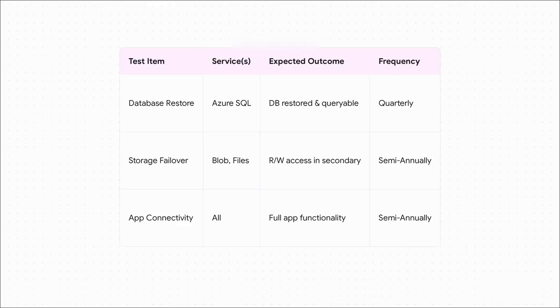So how do you turn this into a repeatable, actionable plan? Well, you start with a simple template, just like this one. You define specific test items like a database restore or a full application connectivity test. You define exactly what the expected outcome is. And most importantly, you define the frequency. This turns DR from a scary one-off project into a regular, disciplined practice.